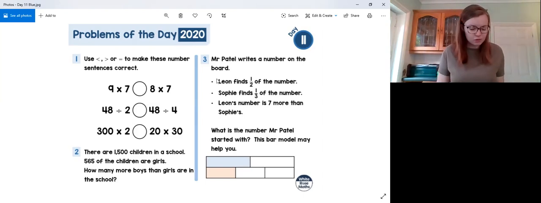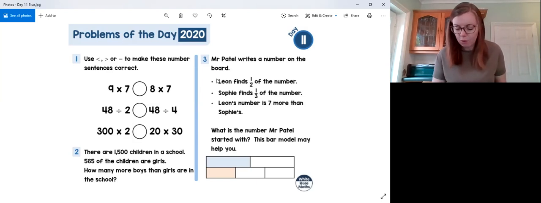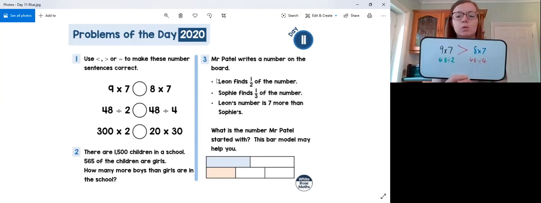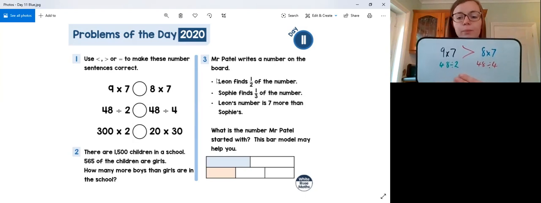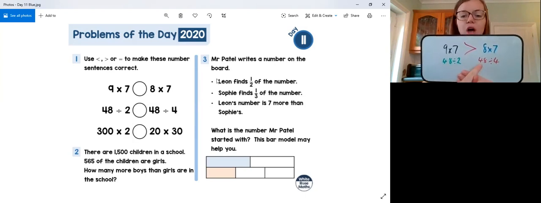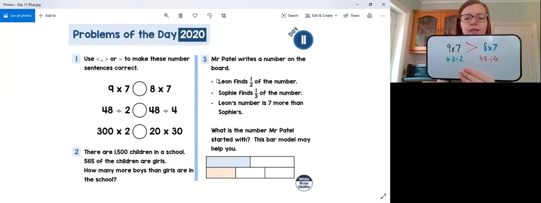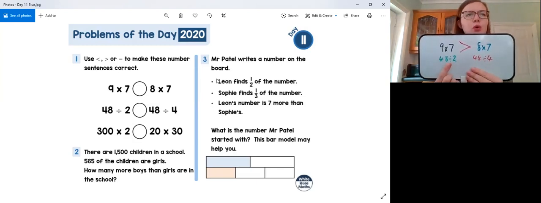Okay. What about the next one? We've got 48 divided by 2, and then we've got 48 divided by 4. So remembering that dividing means splitting into equal groups or sharing into equal groups, both calculations start with the same amount. Now in this one, if I start with my 48 cards here, my 48 football cards, I have to split them between 2 people. Okay, so I'm splitting into 2 equal groups.